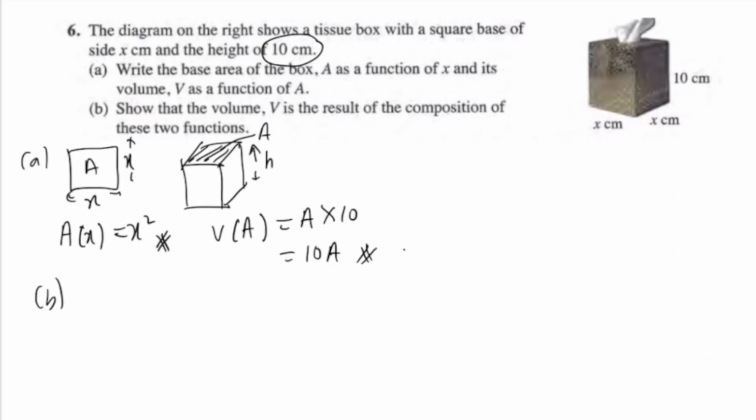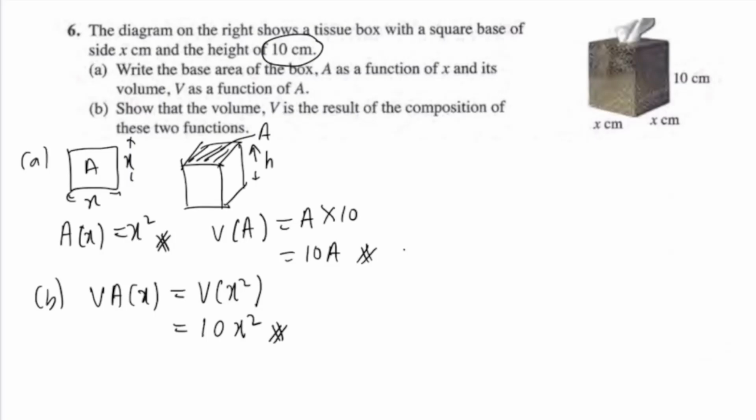So basically what we want to do is form a composite function relating A and V. So we know the composite function VA, we can write this as V(A(x)), which is basically putting A(x), which is x squared, inside your V. And then I'm going to put this inside V, so what do you get? 10 times x squared. So we have shown that the volume is a result of the composite function of V and A. Okay, that is number 6.